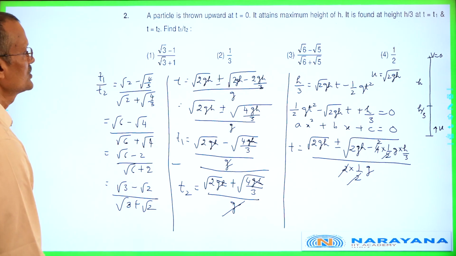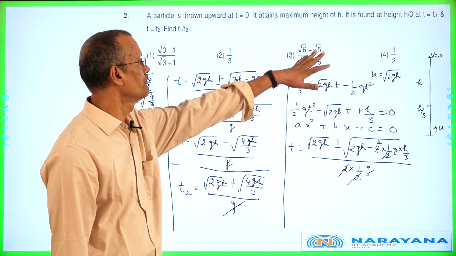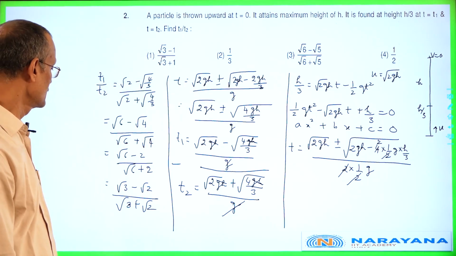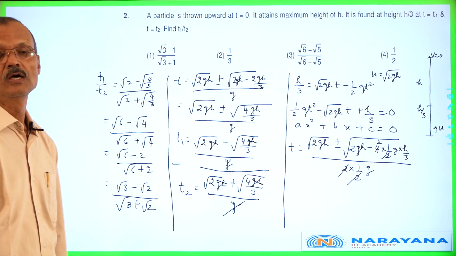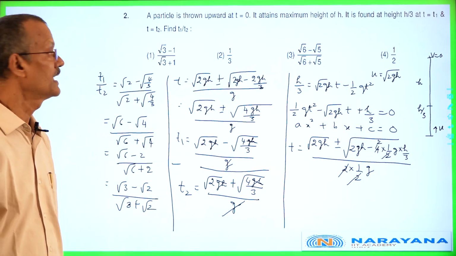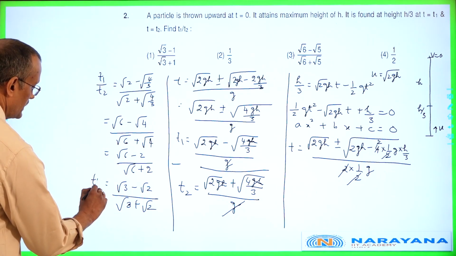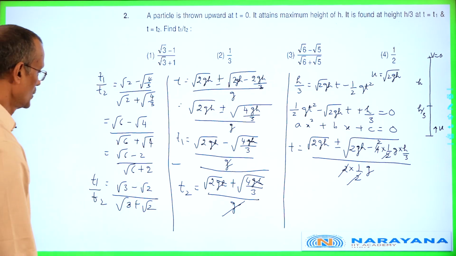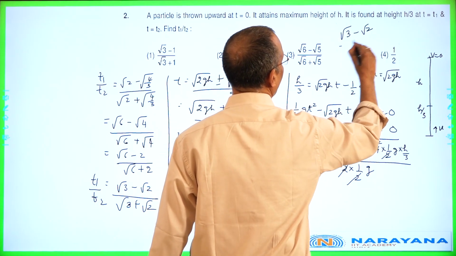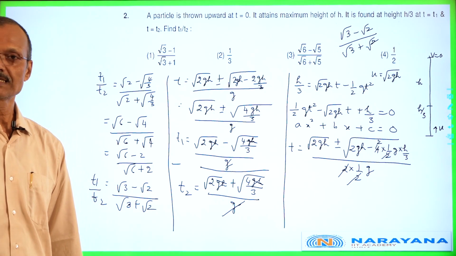Check the answer. If √6 they are giving, then in my opinion it should be minus 2 plus 2. If √3 they are giving, here it should be minus √2 and here it should be plus √2. In my opinion, whatever four alternatives they had given for the question, perhaps it is wrong. In my personal opinion, beta, T1 by T2 should be equal to (√3 − √2)/(√3 + √2). Is it clear to you?